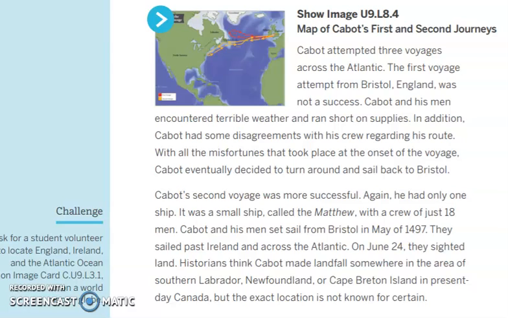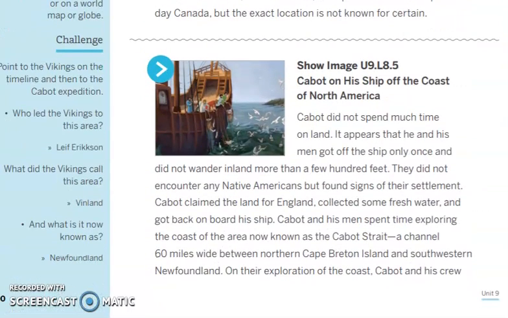Historians think Cabot made landfall somewhere in the area of southern Labrador, Newfoundland, or Cape Breton Island in present-day Canada, but the exact location is not known for certain. Cabot did not spend much time on land. It appears that he and his men got off the ship only once and did not wander inland more than a few hundred feet. They did not encounter any Native Americans, but found signs of their settlement. Cabot claimed the land for England, collected some fresh water, and got back on board his ship.